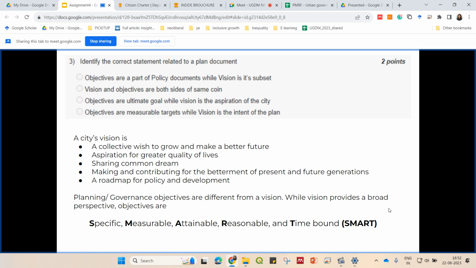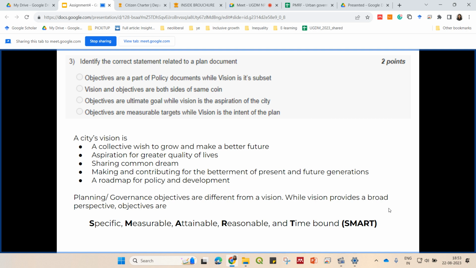So, specific, maybe if you want to develop certain transport infrastructure, so maybe some kind of road or some kind of bridges, the development objectives will clearly mention what kind of road or what kind of bridge or in what area or for what purpose, for what kind of traffic needs, what kind of traffic volume, everything which will be specifically mentioned in the planning objective or governance objective.